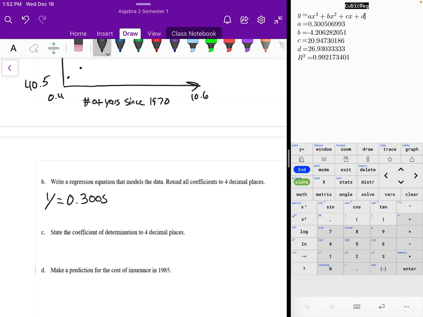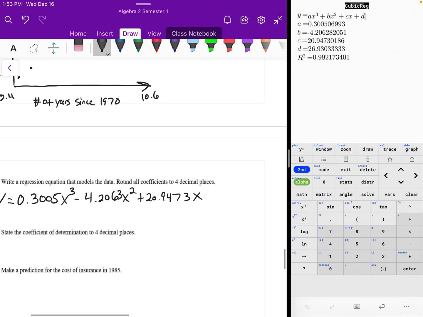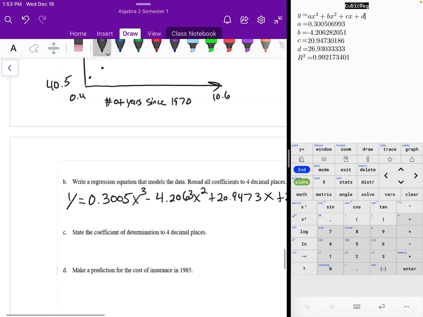So in this one, y is equal to 0.3005 x cubed, and we always go to 4 decimal places, minus 4.2063 x squared plus 20.9473x plus 26.9303. So there is our cubic regression.